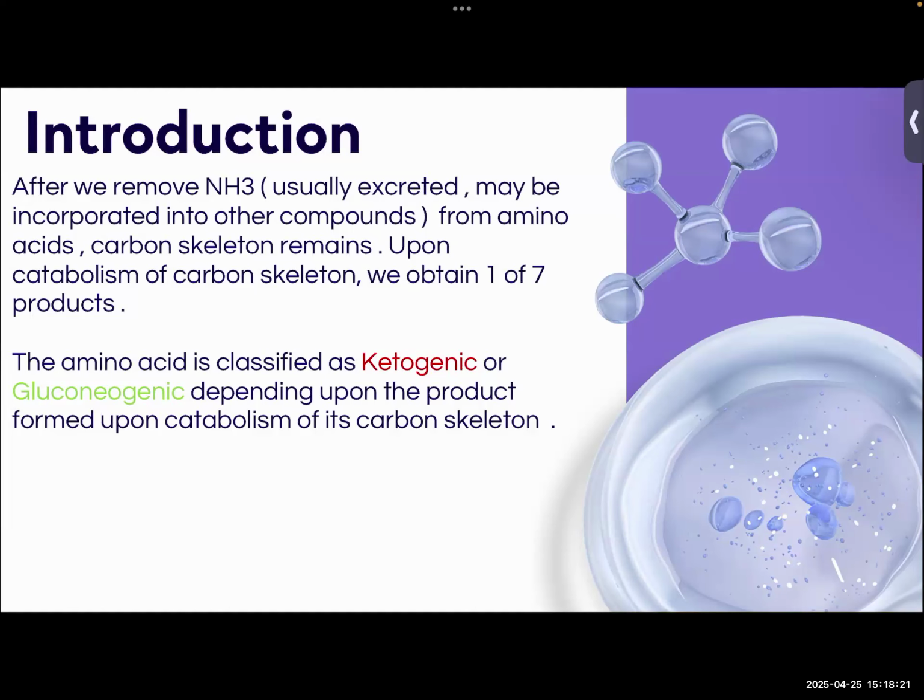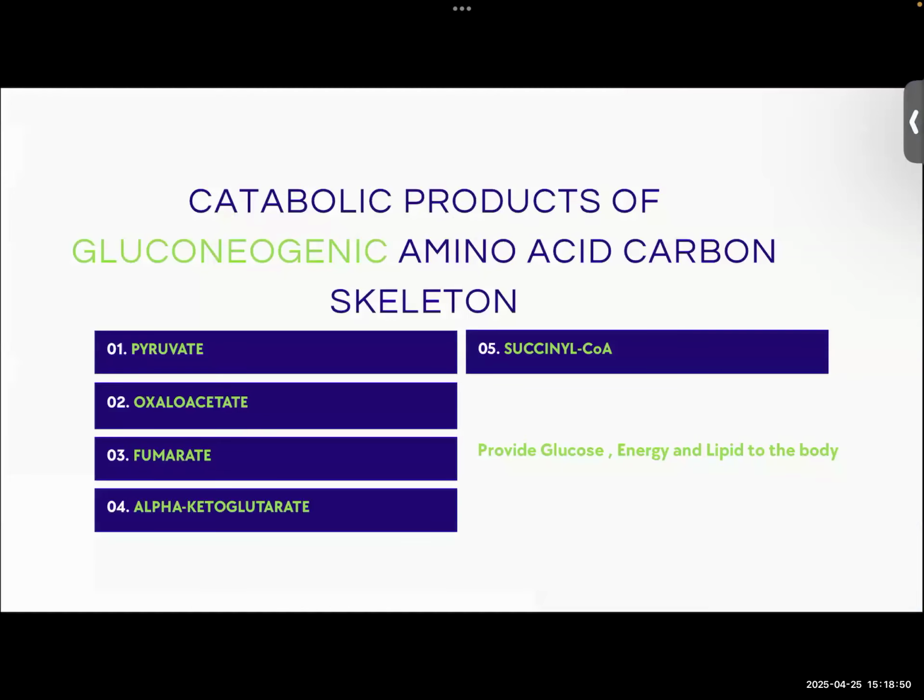There's 2 types of amino acids, either ketogenic or gluconeogenic. What does this mean? Ketogenic amino acids are those that upon the breakdown of their carbon skeleton, you have a particular end product. And a gluconeogenic amino acid is one in which upon breakdown of their carbon skeleton, you have a particular breakdown product. And those breakdown products are on the next slide, and we'll go to it now.